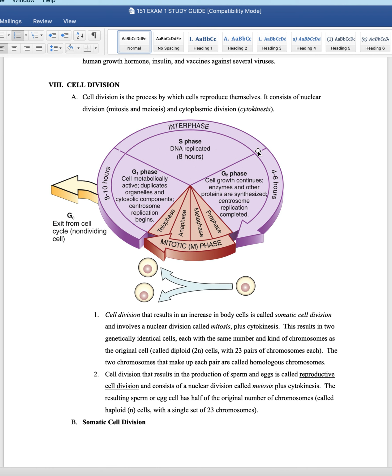So we've passed this checkpoint. The DNA has been replicated and we can enter into G2. More cell growth is going to happen. We're going to have the synthesis of many enzymes and proteins. And then we're going to enter into mitosis. Mitosis is split up into prophase, metaphase, anaphase, and telophase.